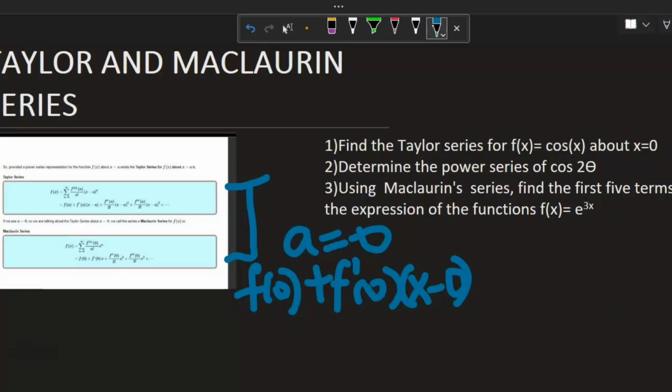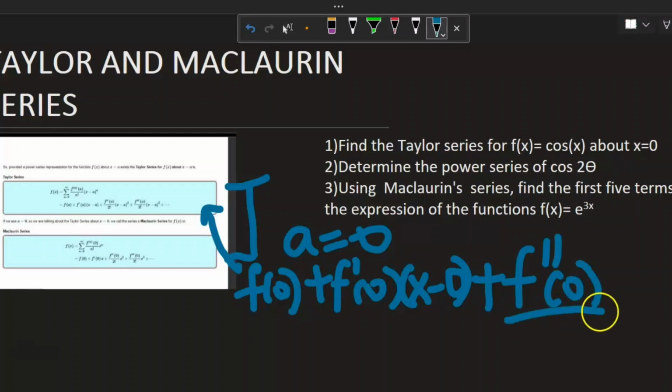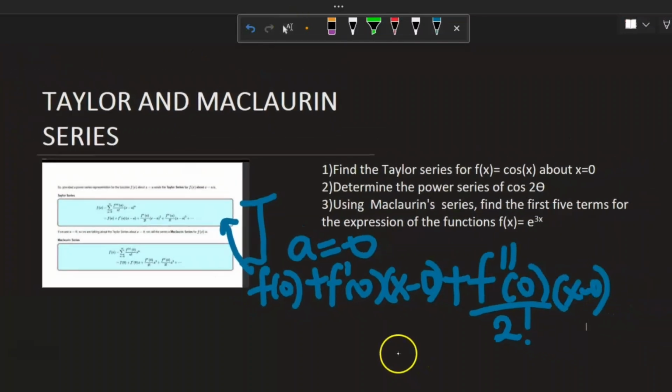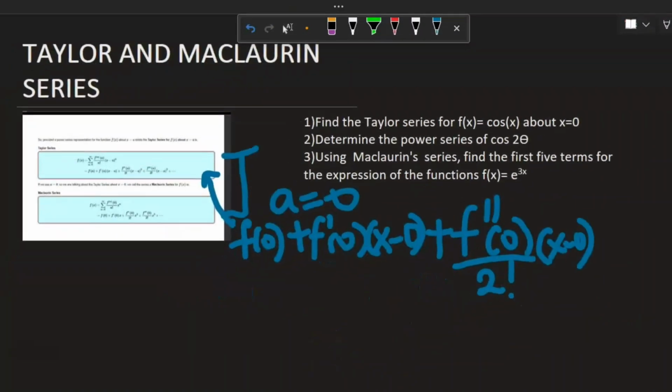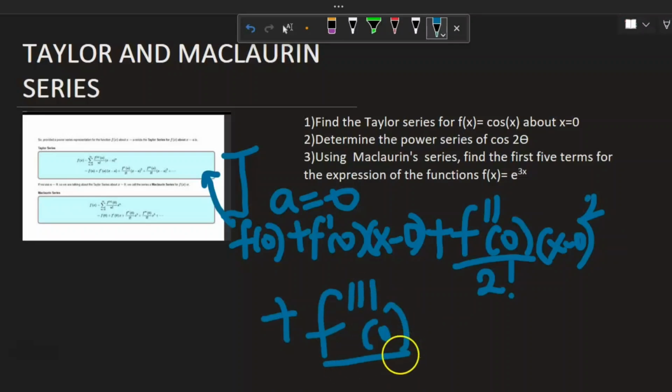So let's assume a equals 0 here. Then using the Taylor series, using this formula here, we have f of 0 plus f prime of 0 times the bracket x minus 0, then plus f double prime of 0 over 2 factorial times x minus 0, don't forget your square, then plus f triple prime of 0 over 3 factorial times x minus 0 all raised to power 3.